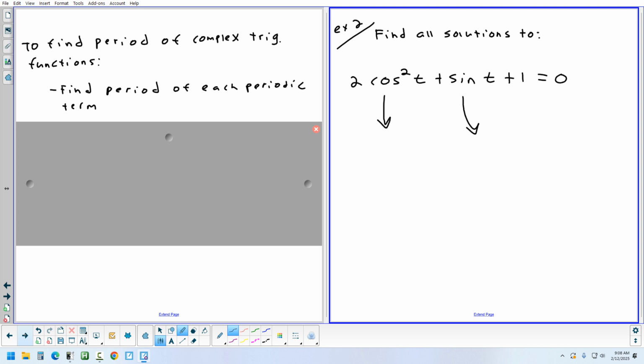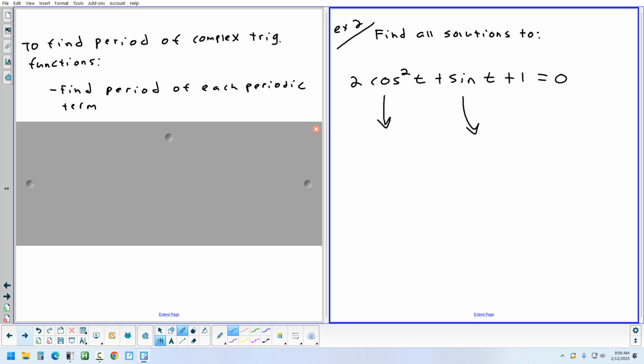No, there are not two terms on the left-hand side of the equal sign. Yes, 3. There are 3. Yes, there are 3 terms. Can you name each term? 2 cos squared t, sine t, 1. Yes. So there are 3 terms on the left-hand side.